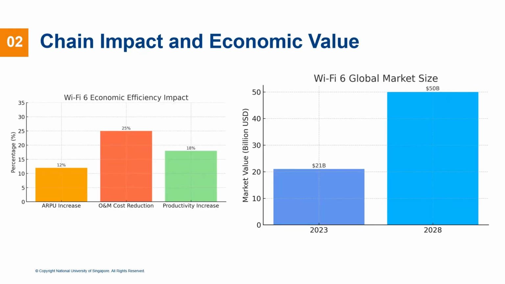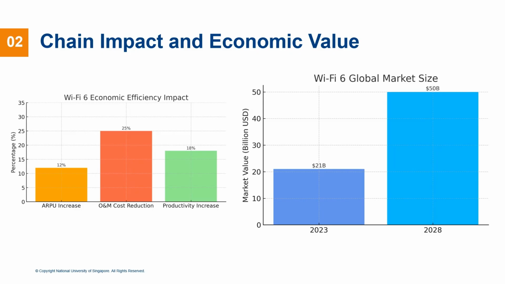The chain impact and economic value. For chip companies, the self-developed chips support Wi-Fi 6 to popularize their use. In addition, for communications operators, for example, China Mobile has launched the whole house Wi-Fi 6 package, which will cover 60 million households by 2023 and increase ARPU by 12%. In this case, it will inevitably lead to economic development.